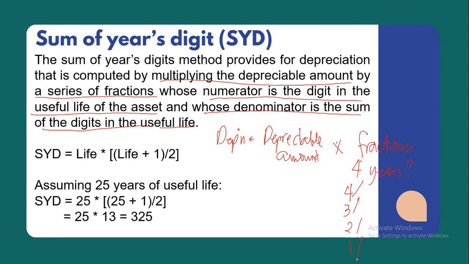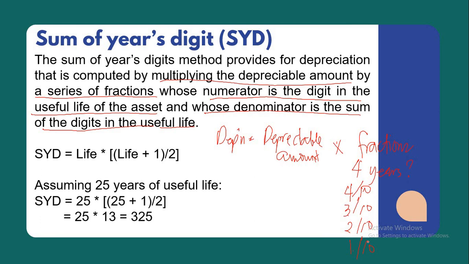The denominators should be the same so that they are similar fractions, right? So, similar fractions. The denominator is the sum of the digits in the useful life. So you just add 4 plus 3 plus 2 plus 1 and that is 10. Okay? So 10 is your denominator.